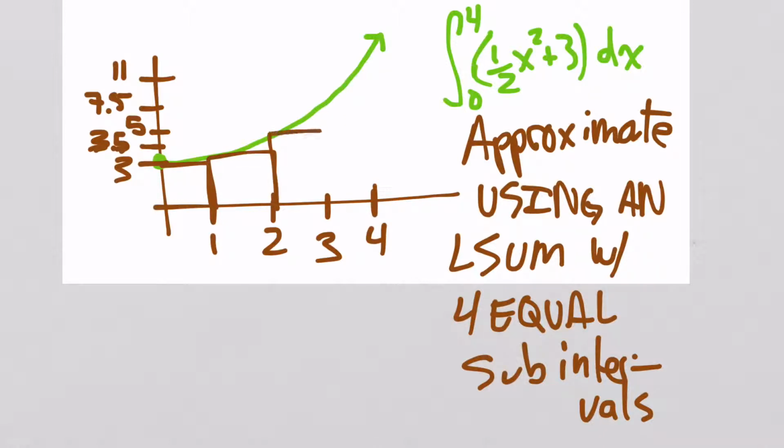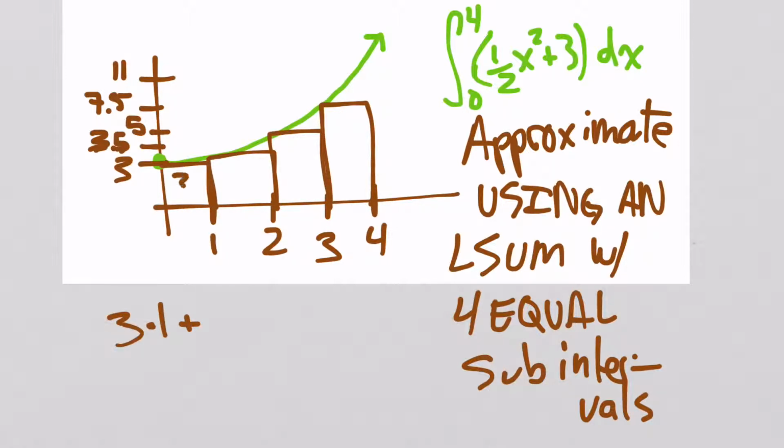It's going to look something like that. Now, notice this is going to be an under approximation, but approximating this area is just a matter of finding the heights using our equation, 1/2 x squared plus 3. So my first rectangle has a height where the x value is 0. If we plug in 0, we get a height of 3. So our first rectangle is just 3 times 1, the width.